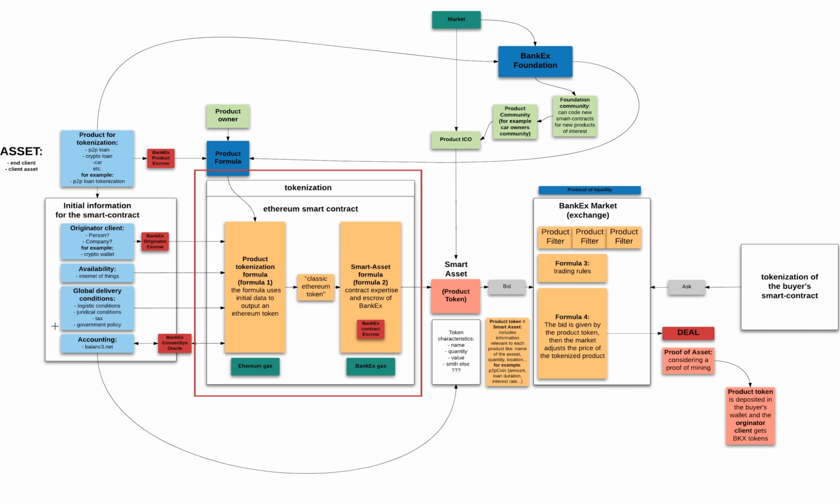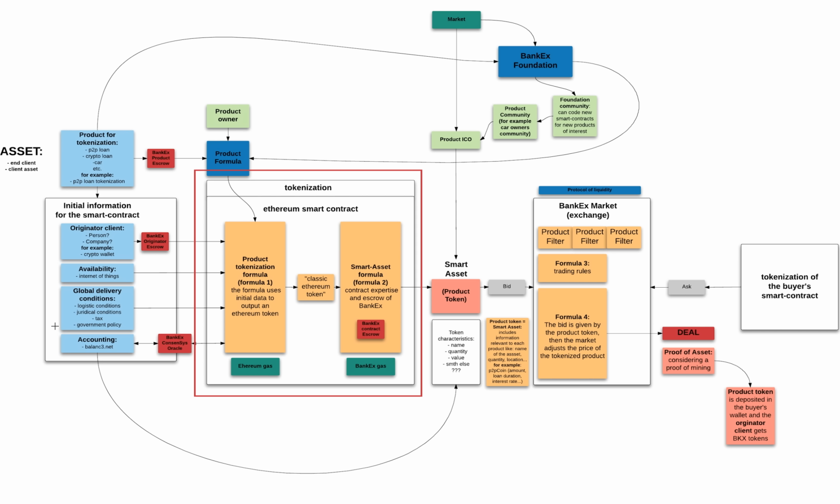So the product tokenization formula outputs a product token. In this case, it's an Ethereum token that uses Ethereum gas. Then this classic Ethereum token is inputted in formula two in order to transform it into a smart asset. During this transformation, BANKEX provides some contract expertise and some escrow services. And for all these operations and services, BANKEX charges BANKEX cash.